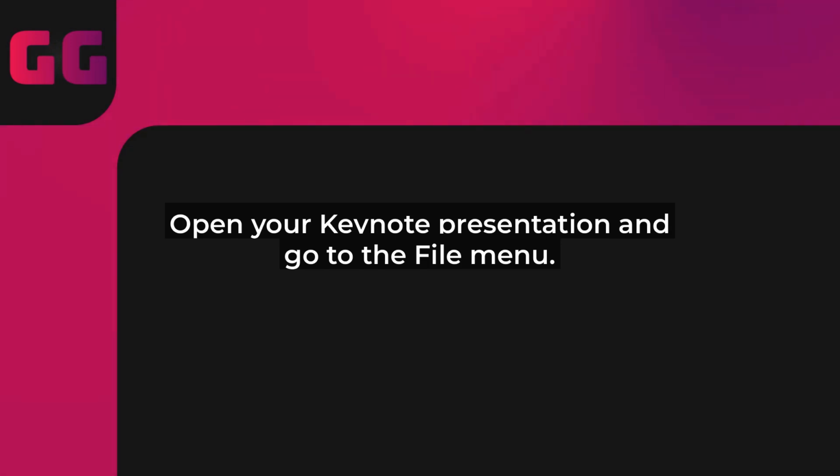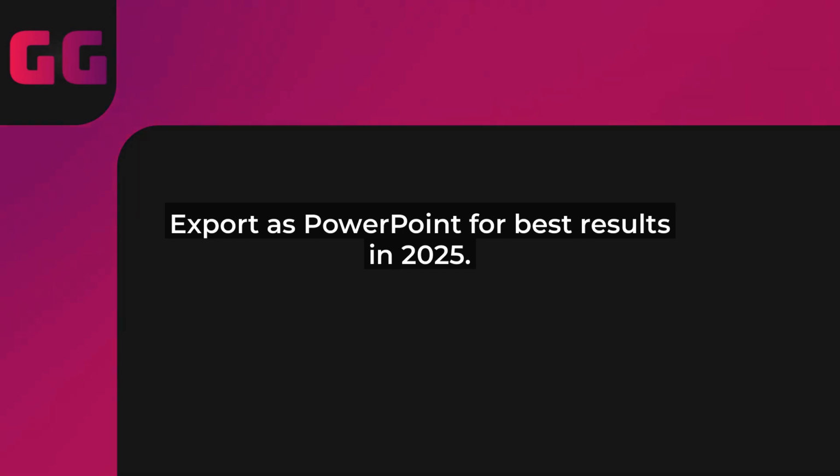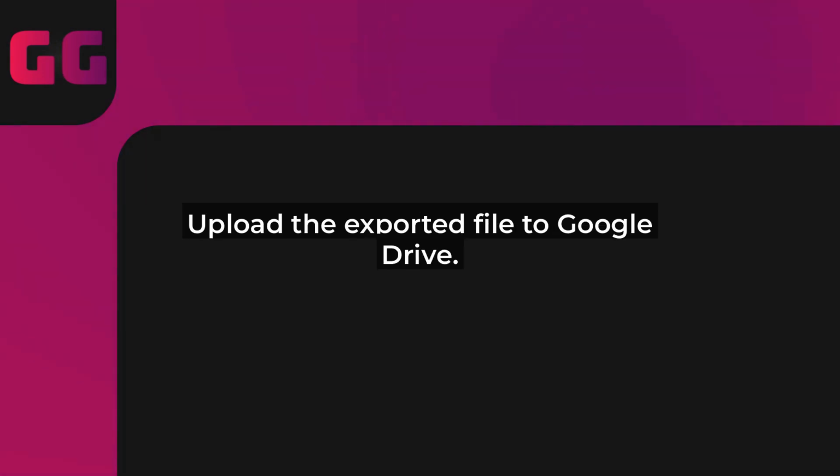than ever. First things first, open up your Keynote presentation on your Mac or iOS device. Once you have it ready, head to the File menu and select Export to. Here, you'll see options like PowerPoint or PDF. Go with PowerPoint for the best results, as it preserves most of your formatting, animations, and slides. In 2025, Keynote's export feature is smarter than ever, so choose your file format and hit Export. Save it to a location you can easily access, like your desktop or iCloud.